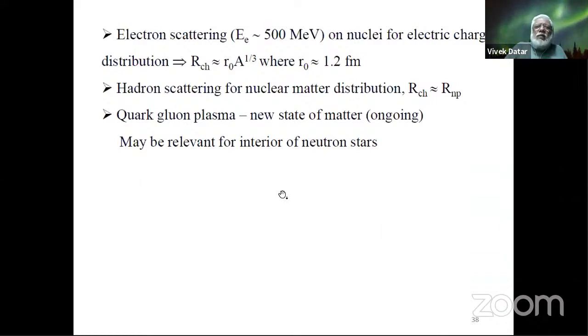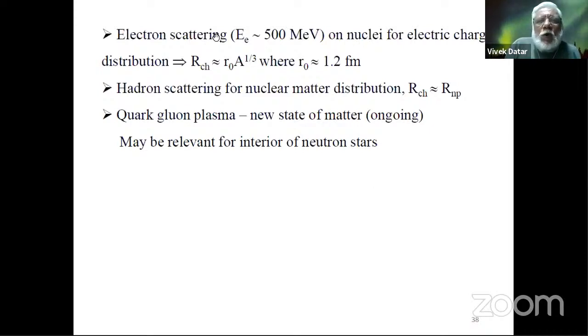Now, the fact that the radius of the nucleus, at least the charge radius of the nucleus, goes like A to the 1/3, was shown in electron scattering experiments in the 50s by Hofstadter and company. So they scattered electrons off nuclei, and they found this relationship between the charge radius of the nucleus and A, where the relation was approximately R0 A to the 1/3, where R0 is of the order of 1.2 Fermi.